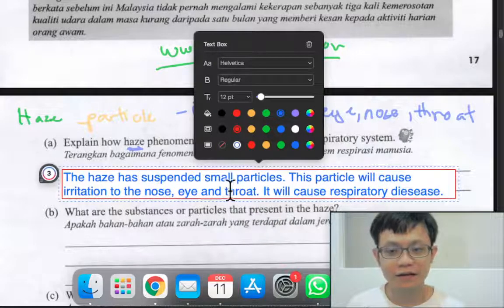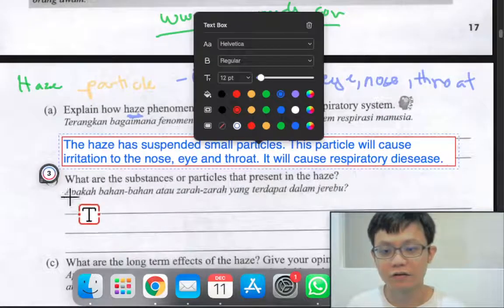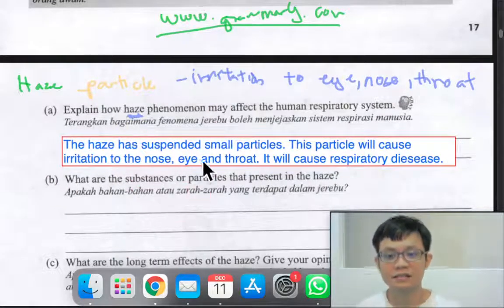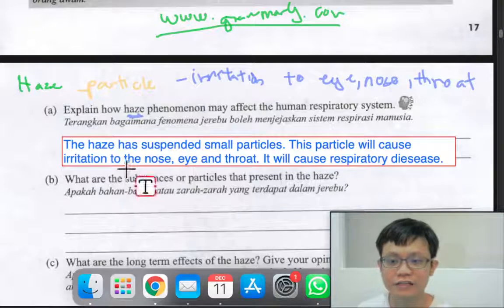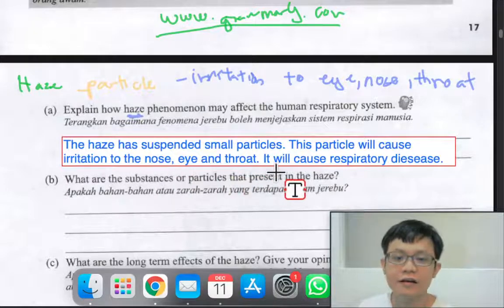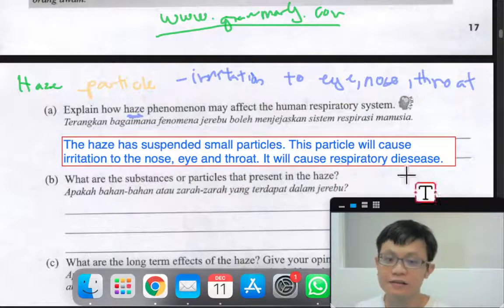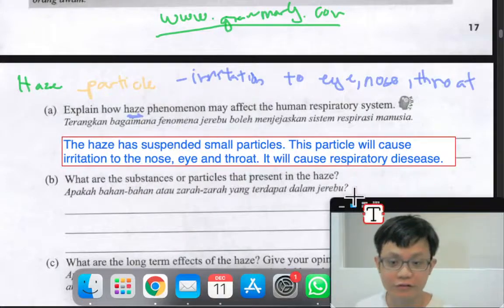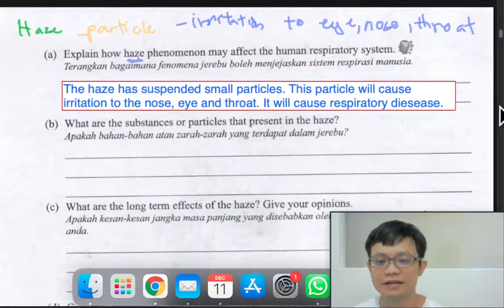So it will help you auto-check your English. The haze has suspended small particle. The particle will cause irritation to the nose, eye, and throat. It will cause respiratory disease. So this one you can write in your essay also, right? In your exam, you can write this.